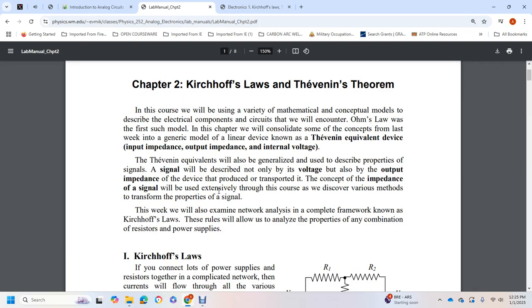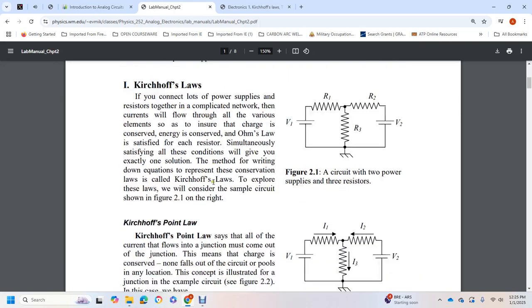The signal will be described not only with the voltage but also with the output impedance, and the transfer over the concept of the impedance of the signal. Through this work you will discover various methods of forming properties of the signal. But this week we'll examine the network and a complete framework known as Kirchhoff's laws. The rules will also be used to analyze the properties of combinations of resistors and power supplies.